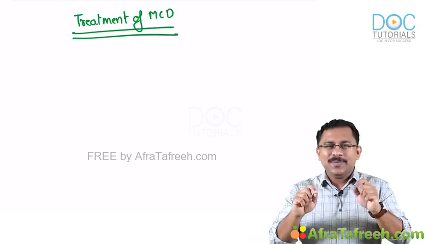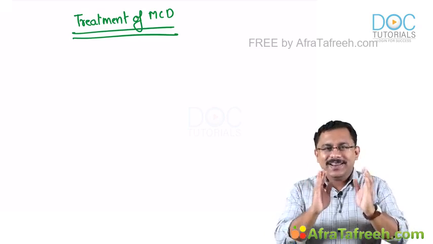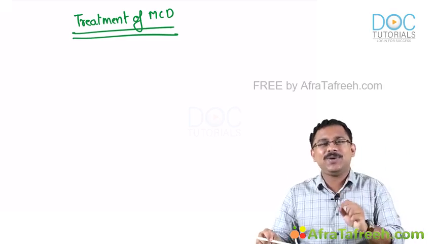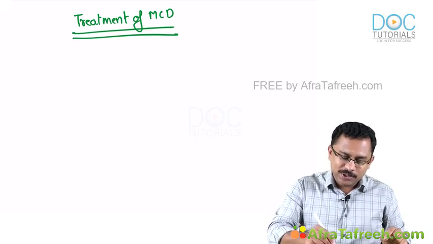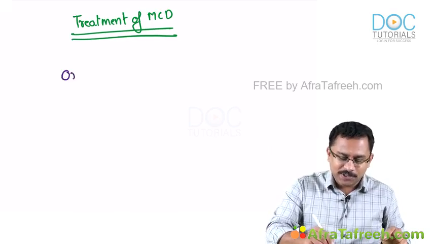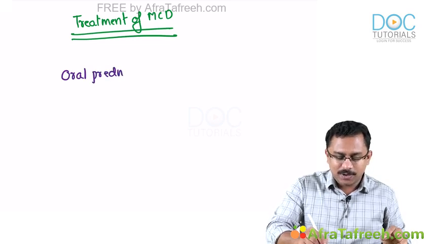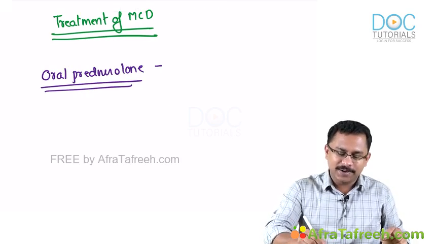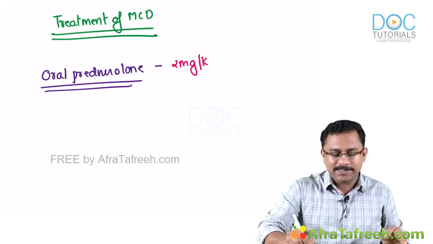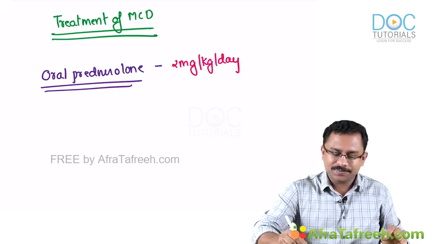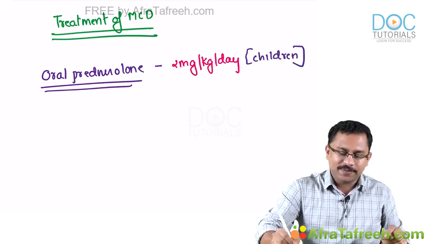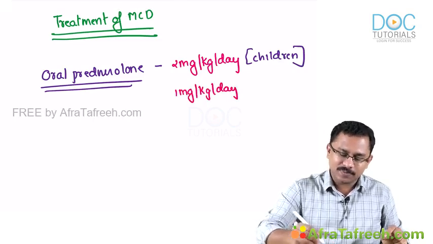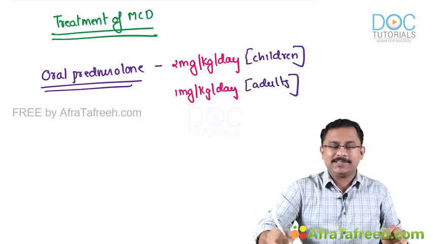Let me just start with telling you this, that the treatment, whether it be minimal change disease in children or adults, you are going to start treatment with steroids. So you are going to start treatment with oral prednisolone. In case of children, you will go for 2 mg per kg per day, whereas in case of adults, you will go for 1 mg per kg per day. Oral steroids, children, adults.